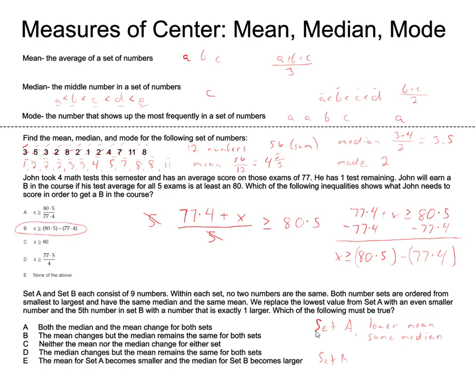For set B, we replaced the 5th number. The 5th number, when you have 9 numbers, is the median number. So we changed the 5th number and made it exactly 1 larger. So that means the median has to be greater. Again, since we increased one of the numbers, that also means that the mean has to be greater as well.